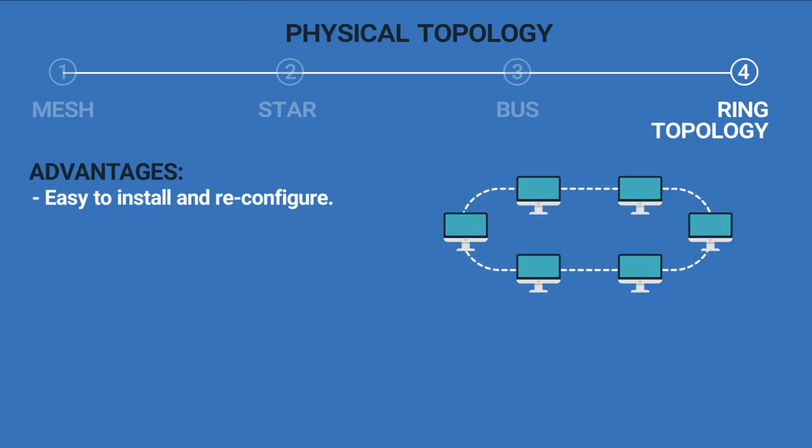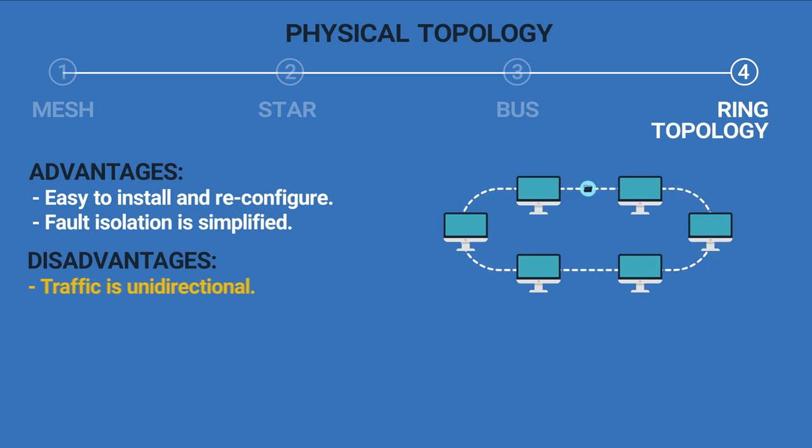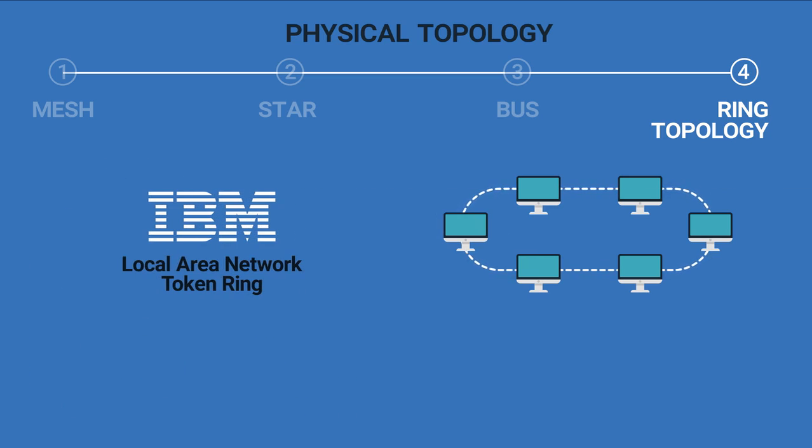Advantages: easy to install and reconfigure. Fault isolation is simplified. An alarm rings whenever a problem occurs, indicating the location. Disadvantages: traffic is unidirectional. A break in the ring can disable the entire network. Ring topology was prevalent when IBM introduced its local area network, token ring. Today, the need for higher speed LANs has made this topology less popular.